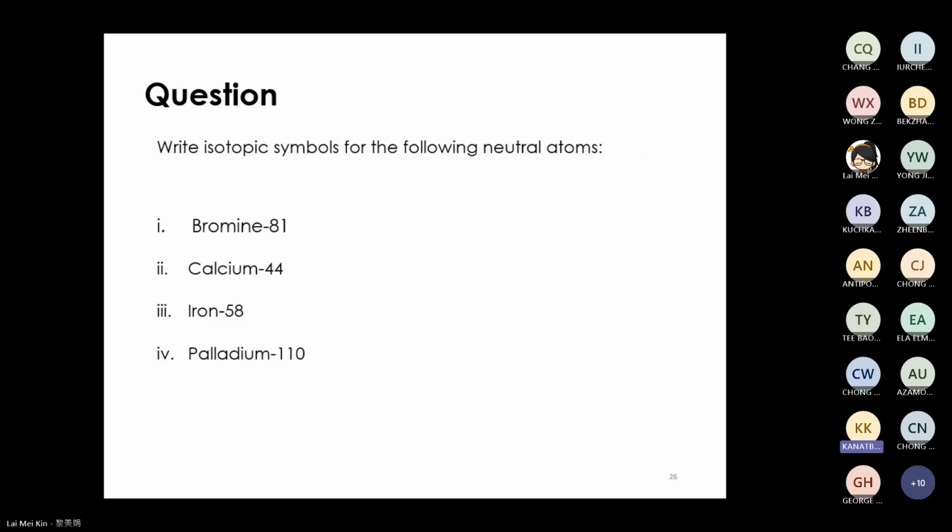Write the isotopic symbol for the following atoms. Remember, I showed you how to write the isotopic symbols. So what is bromine 81? Br 81. Then calcium 44, Ca 44. What is iron? Fe 58.